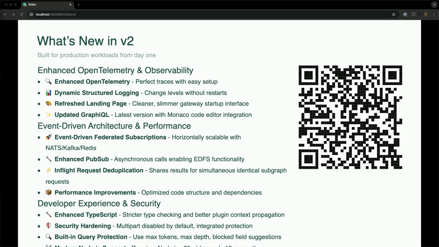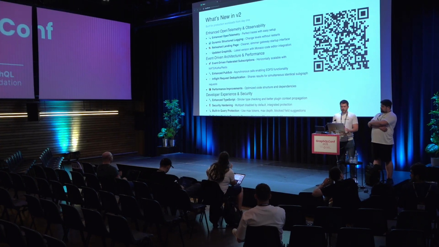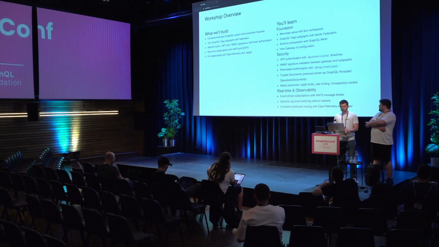In-flight request deduplication detects when multiple simultaneous requests target the same subgraph with identical parameters, and instead of making duplicate network calls, the gateway waits for the first request to complete and shares the result with all of the waiting requests. The TypeScript improvements provide better type safety and plugin development experience. Security is now hardened with common GraphQL protections built in, and all of this was built based on feedback from teams running version 1 in production.